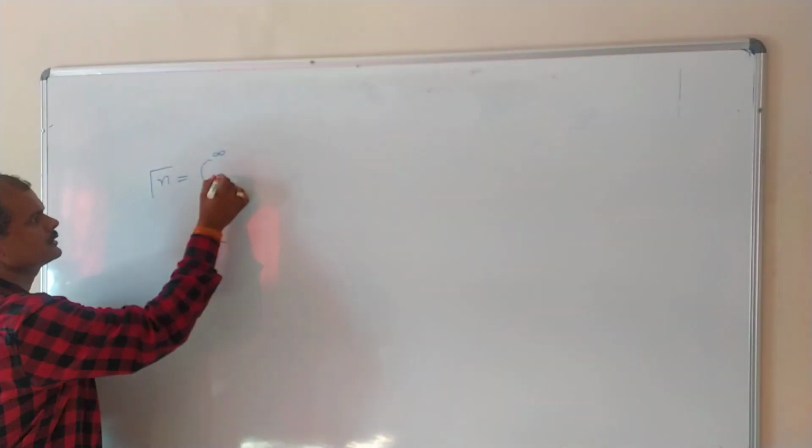In this video I am going to explain a few problems based on the gamma function. So first we see what is the gamma function. Gamma n equal to integral 0 to infinity e power minus x, x power n minus 1 dx. So this is your gamma function.